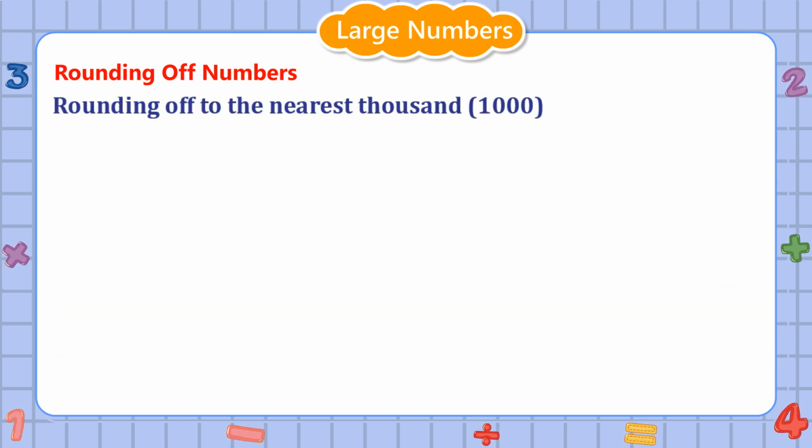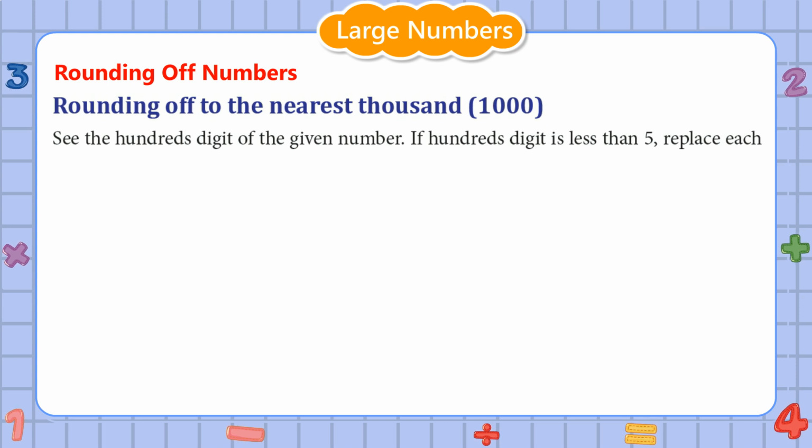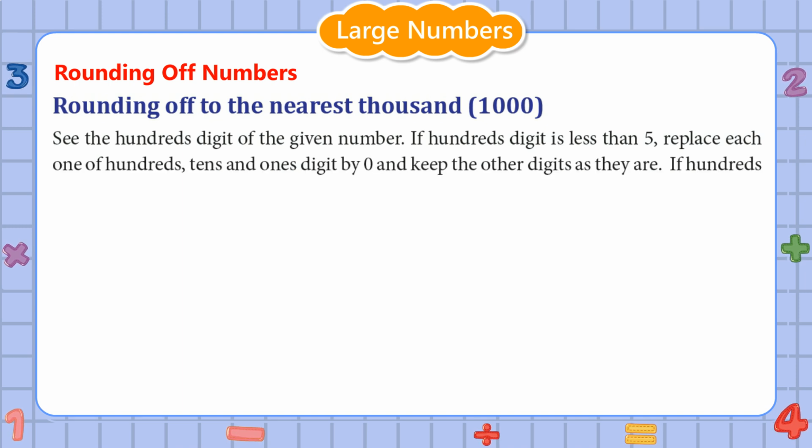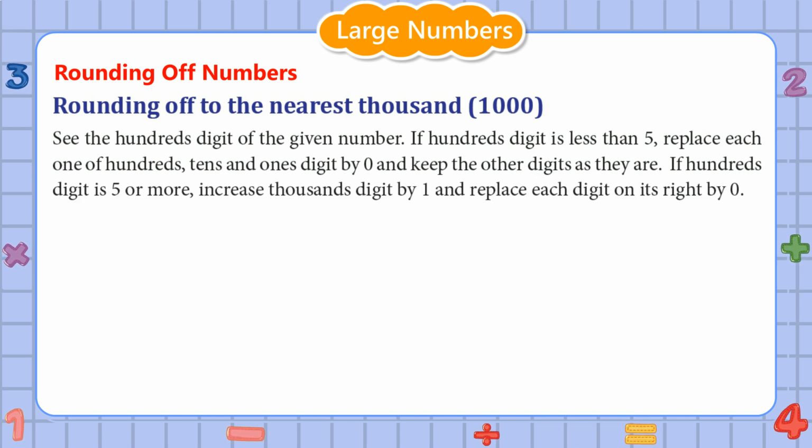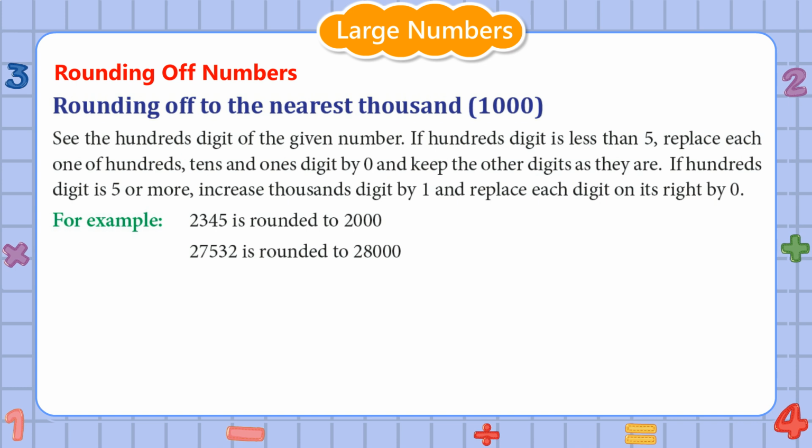Rounding off to the nearest thousand. See the hundreds digit of the given number. If the hundreds digit is less than 5, replace each of the hundreds, tens and ones digits by 0 and keep the other digits as they are. If the hundreds digit is 5 or more, increase the thousands digit by 1 and replace each digit on its right by 0. For example, 2345 is rounded to 2000. 27,532 is rounded to 28,000.